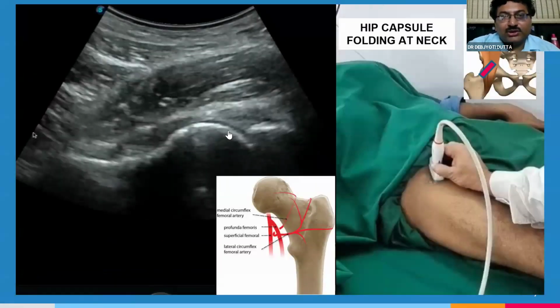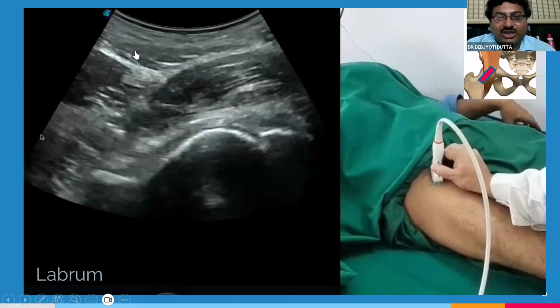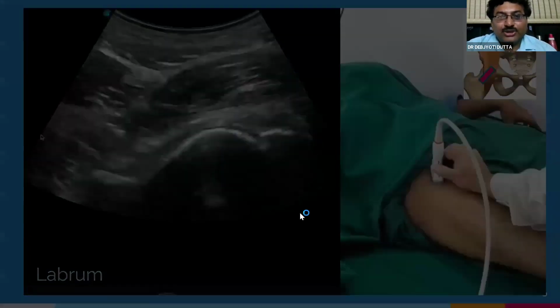At this point, you can see there is a differentiation: this portion is the labrum portion, and here it is the tendon portion. And this is the bony portion. This identification is crucial, and we have to know this. Next, this is the labral portion.